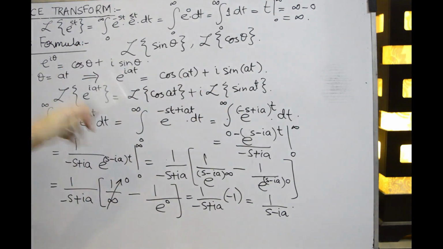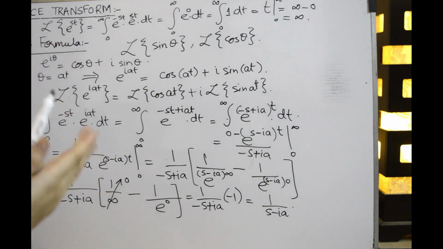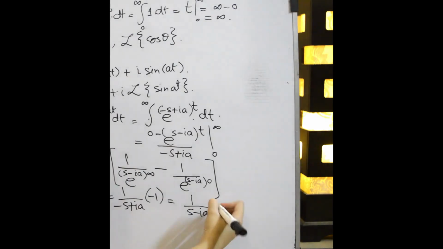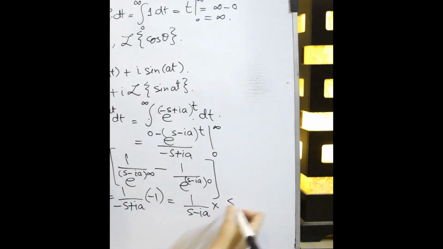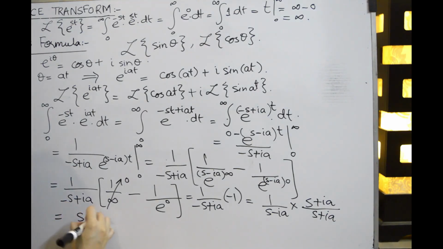Cos of at has a separate Laplace operator, and sine of at has a separate Laplace operator. So what you have to do is multiply and divide by its conjugate. S minus iota a is multiplied with s plus iota a, its conjugate, and the numerator becomes s plus iota a, divided by (a minus b) into (a plus b), that makes it s square minus iota square into a square.